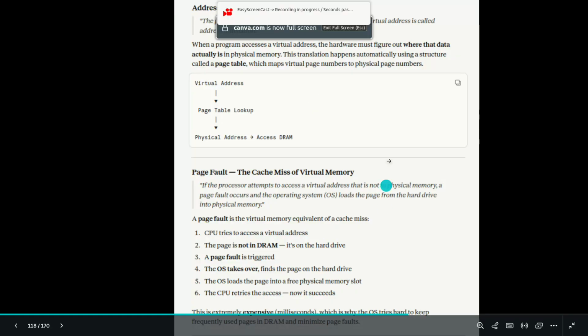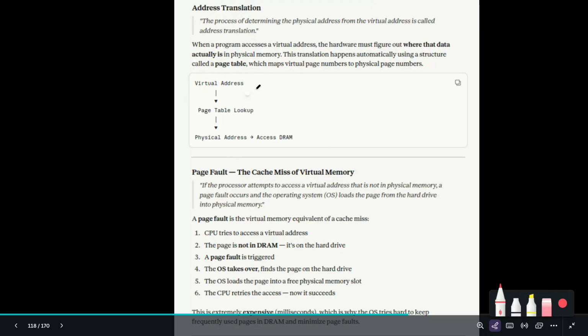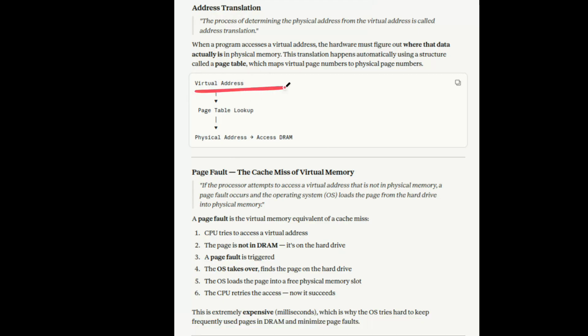We were talking in the last video about address translation. I told you that the virtual address, which is generated by the programmer, goes through a page table, and using that we convert it into a physical address, right? So the CPU is trying to access a virtual address. If the page is not in the DRAM, then it will be on the hard drive, so a page fault would be triggered.